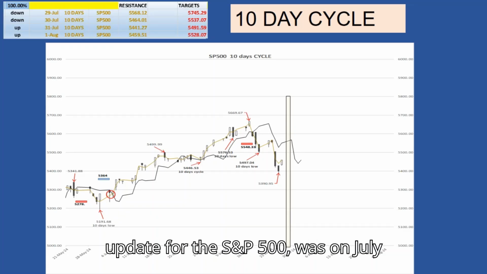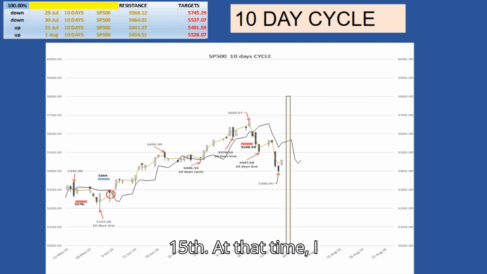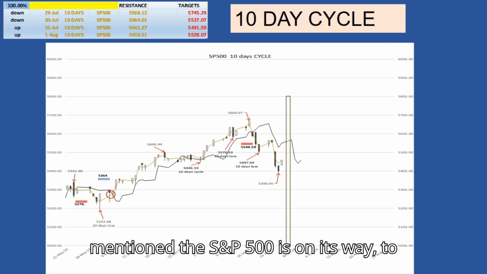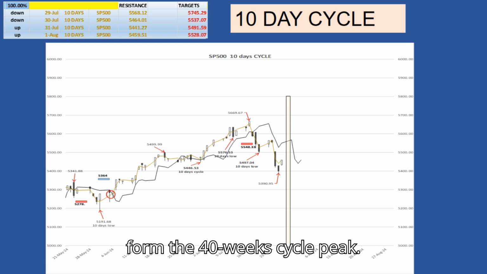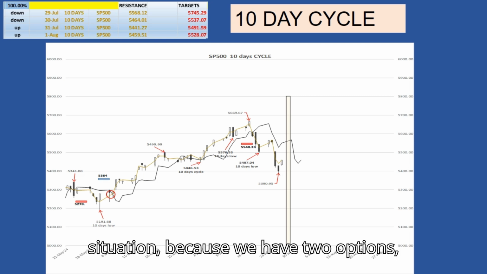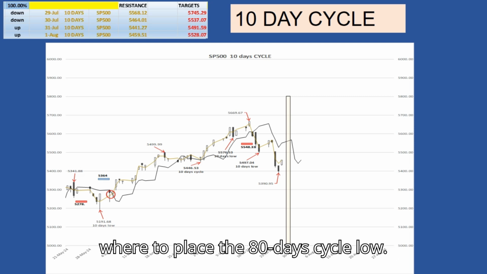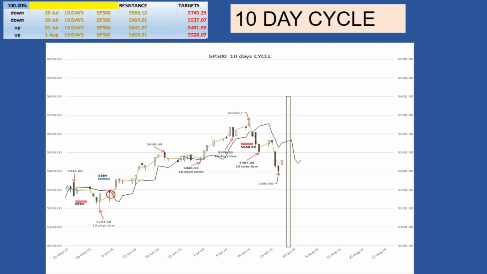The last update for the S&P 500 was on July 15th. At that time, I mentioned the S&P 500 is on its way to form the 40-week cycle peak. We are also in a very interesting situation because we have two options where to place the 80-day cycle low. Let's see what's happened since then.